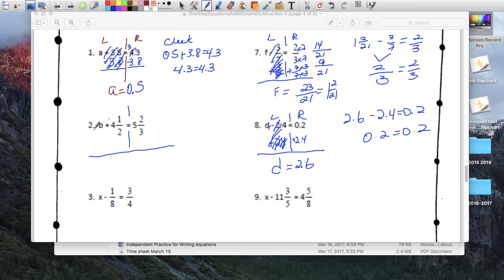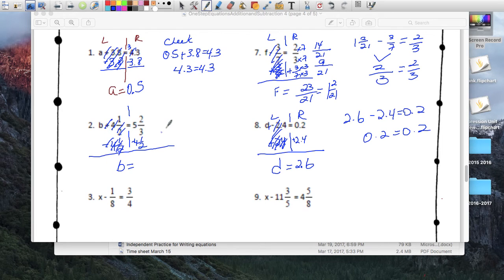So I want to get this side to look like this. Notice that b is all by itself, and we somehow got rid of the 4.5 here. How do we get rid of plus 4.5? We do the opposite, or the inverse, I'm sorry. It's minus 4.5. And if I do minus 4.5, I'm going to do minus 4.5 on the other side. So these two become 0. I have b left over.